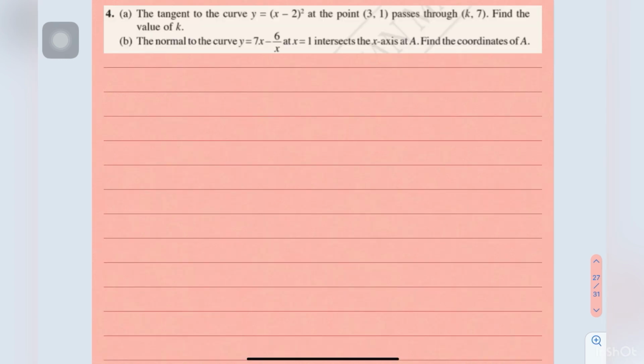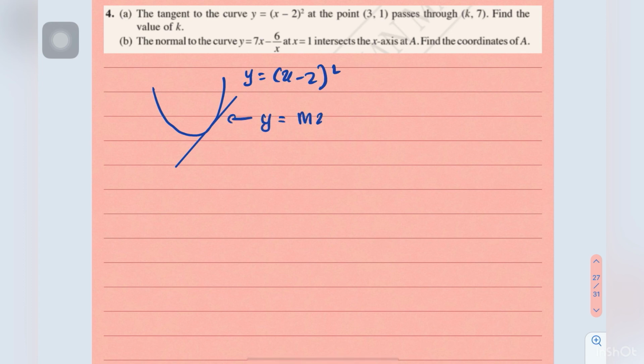Okay, question number 4. The tangent to the curve y equals (x minus 2) squared at point (3, 1) passes through (k, 7). Find the value of k. Here we have the curve and we have the tangent, meaning a straight line. The tangent is y equals mx plus c. The sharing point is (3, 1). This tangent passes through, let's say here, (k, 7). The question asks you to find the value of k.